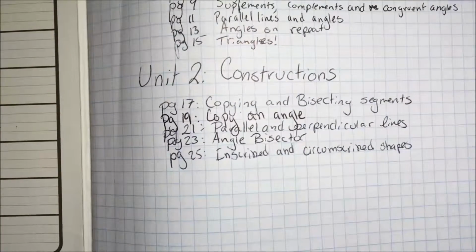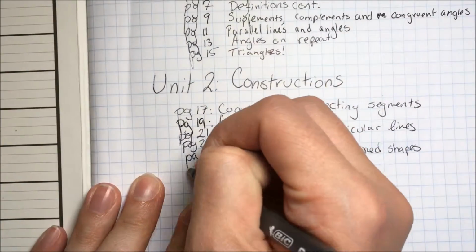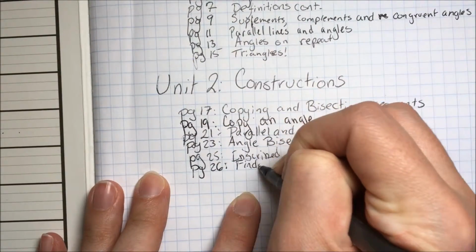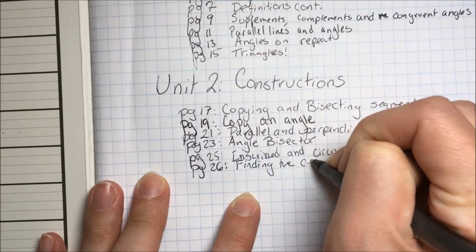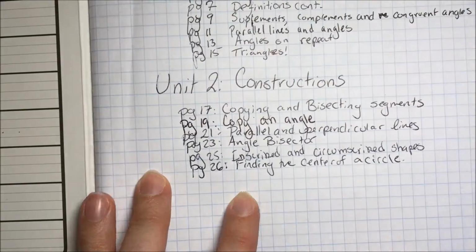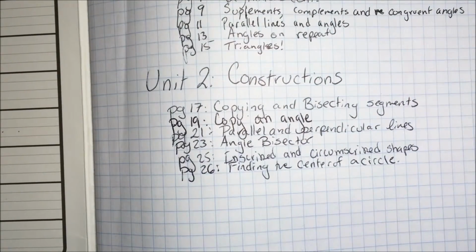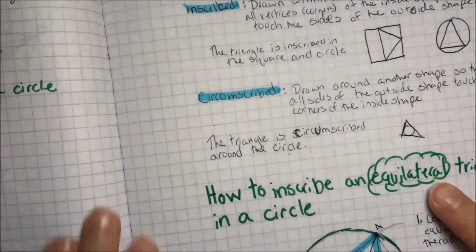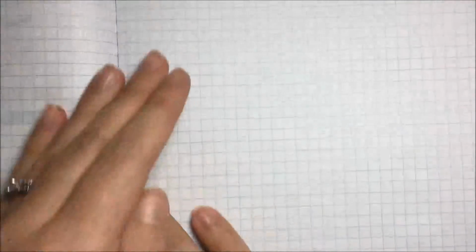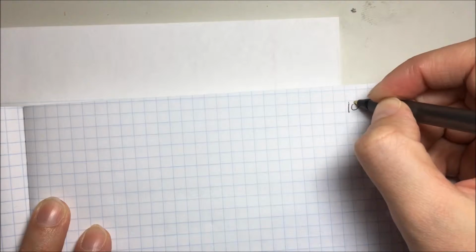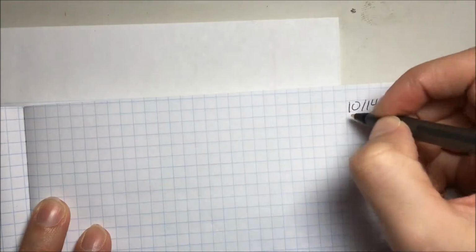All right, we have one very short, hopefully, video today. We're going to start on page 26, and we are going to be finding the center of a circle. So what we're going to do today is the same thing we did yesterday, but we're going to pretend like we don't know where the center of the circle is. Today's date is the 14th, and we're on page 27.